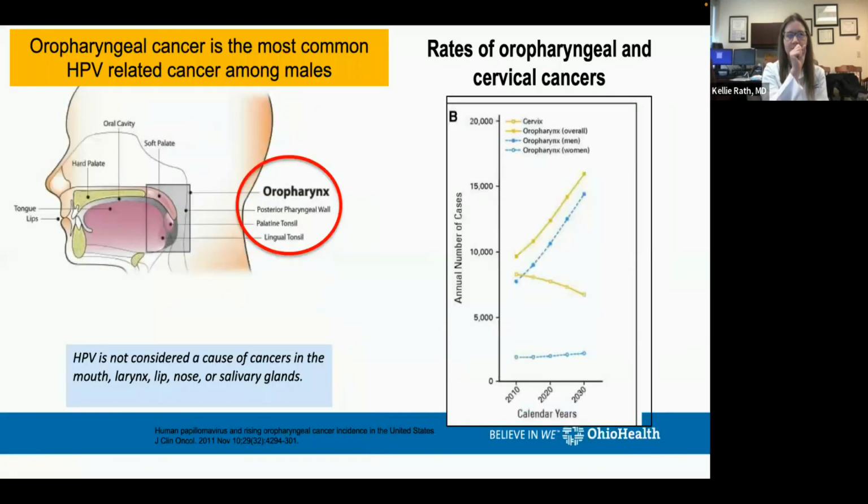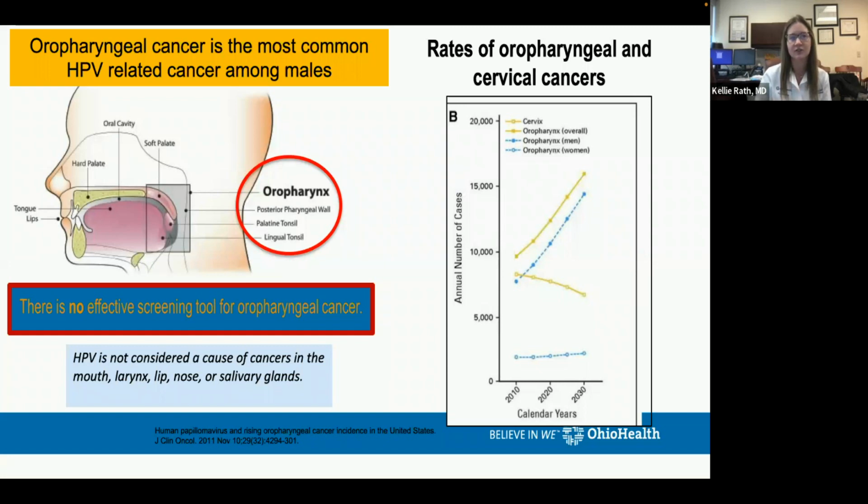Head and neck cancer. HPV-related head and neck cancer is the most common HPV-related cancer in men. The chart on the right side of the slide shows oropharyngeal cancer in women. At the bottom, it's very low. It has been stable. When we look at cervical cancer, we see that it is decreasing. However, when we look at head and neck cancer, we see that it is increasing. And these head and neck cancers are those that are kind of at the base of the tongue and the tonsils. And there's no effective screening tool for head and neck cancer at this time. We'll talk a little bit more about that in the coming slides.